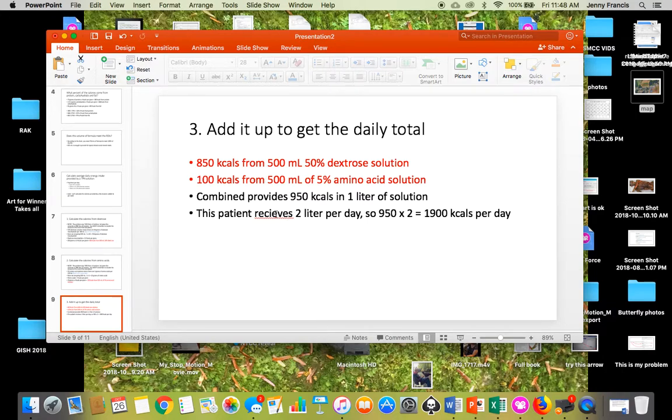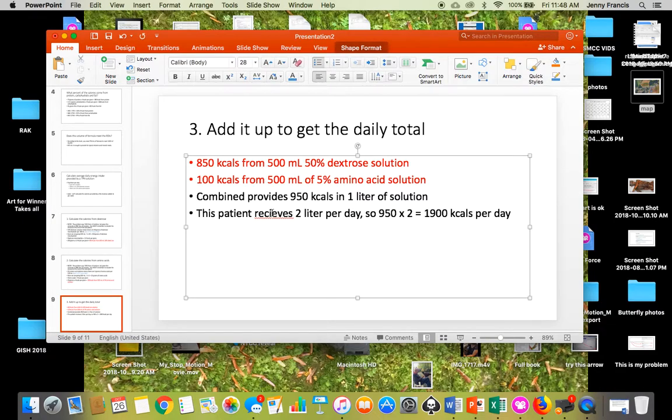Remember, oh goodness, look at my spelling mistake. Remember that this patient receives 2 liters per day. So 1 liter was 950 calories, times 2 liters, they are getting 1,900 calories per day from their TPN solution. Now, that is just from the first part of the problem, the dextrose and amino acids.